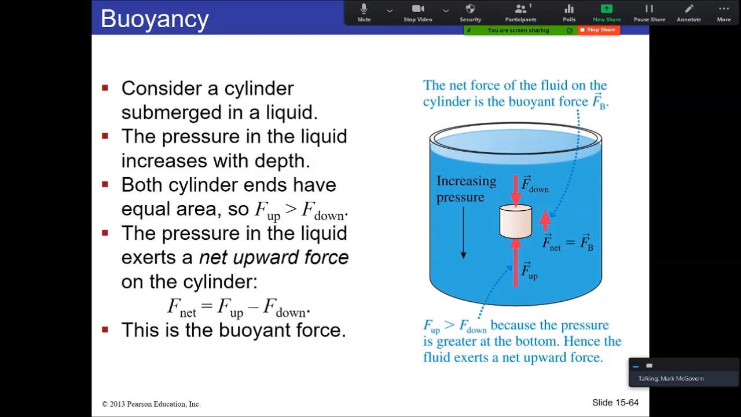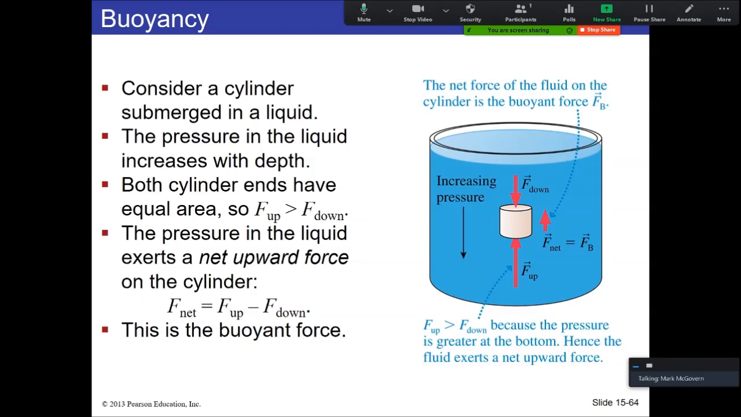So if we look at an object that is submerged in a liquid, we just kind of freeze time here. We look at the cylinder that's submerged in the liquid. You want to ask yourselves, what is going on with it? Well, we're going to use a cylinder as an example because a cylinder has a nice illustration as to how the forces and pressures will work here.